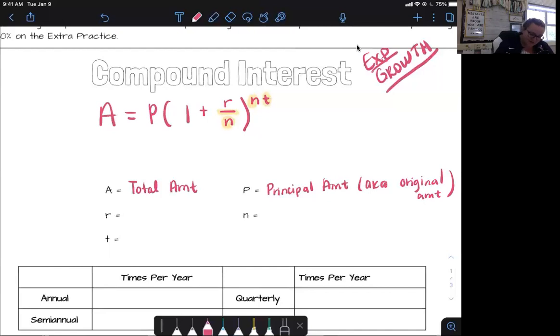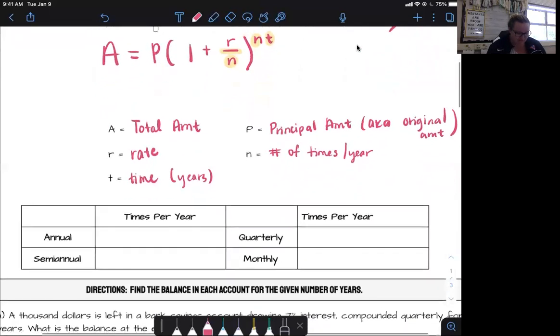Then r is still your growth rate, the rate at which your money is growing. n is the number of times per year, and I'll explain that in just a second. And then t is the time. When we talk about compound interest, the time is usually in years, and usually we're talking about money in an investment account growing over a certain amount of time, and that time is in years.